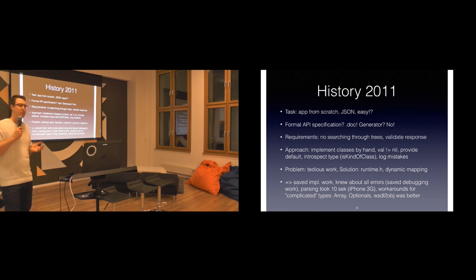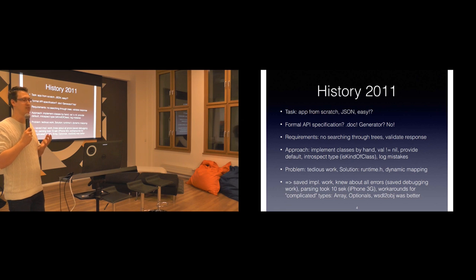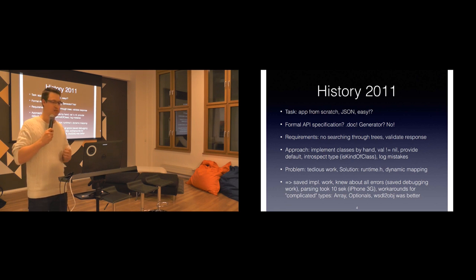I ran into another problem. Those were complicated types. Complicated type means something like array, because actually the runtime could tell you that something is an int or a bool, but it could not tell you exactly what kind of object it would be. So for arrays and also optionals, I built some workarounds, but really the static code generation from WSDL to Objective-C was much better.